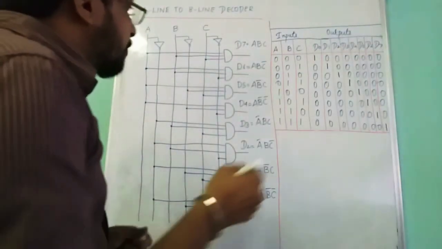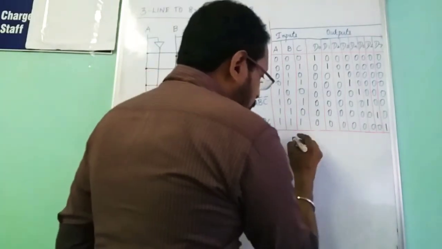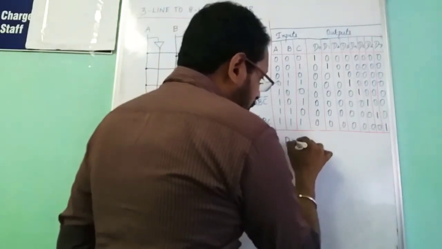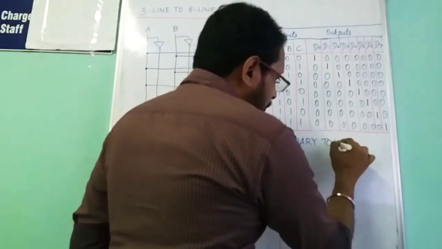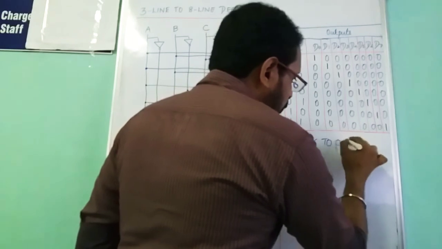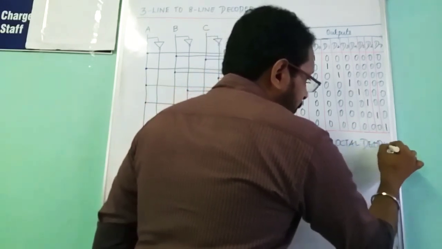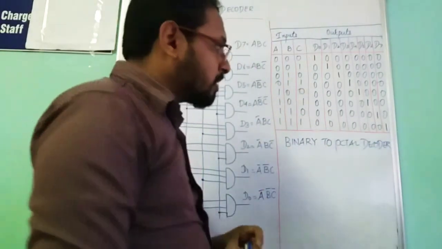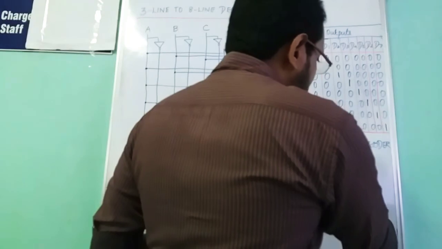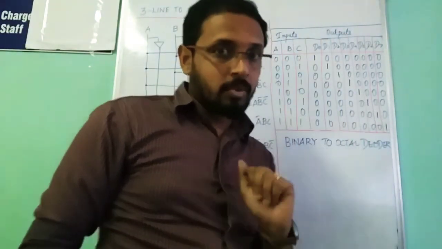One more thing I would like to add in this particular topic is that the 3-line to 8-line decoder is also called a binary to octal decoder. Binary to octal, because it takes 3 binary inputs and we get the corresponding octal, out of which only one is active.